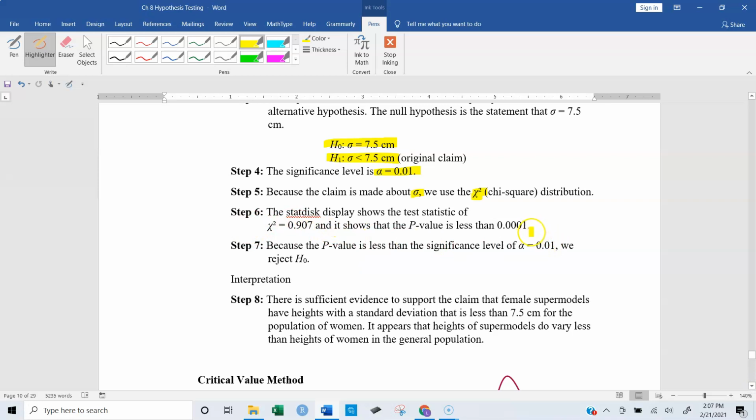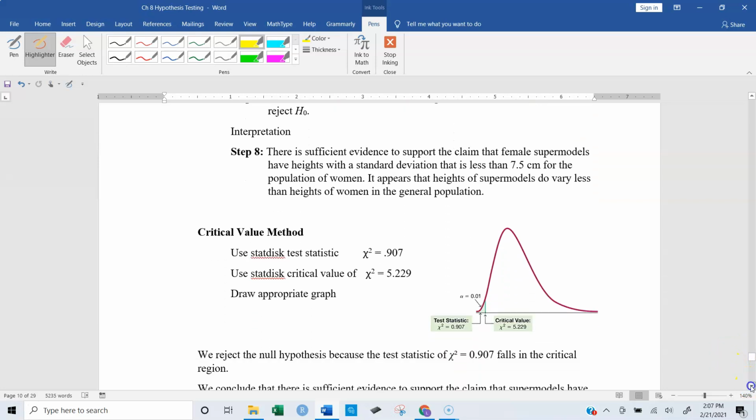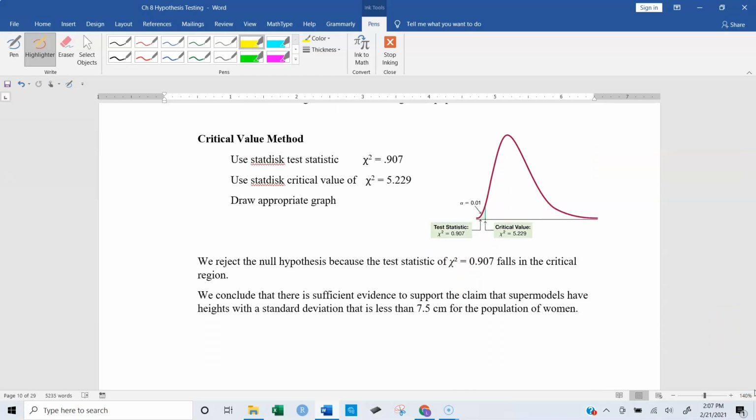I use the p-value this time. It is less than the 0.01, so we reject the null. This means there's sufficient evidence to support the claim that female models have heights with a standard deviation that is less than 7.5 centimeters. All right, that is about all we need. So now, the critical value method I wanted to show you.